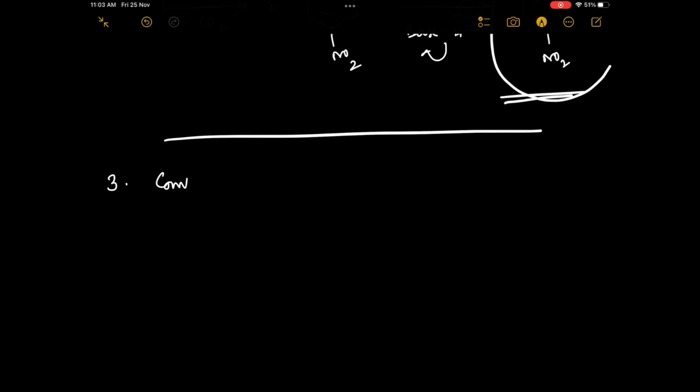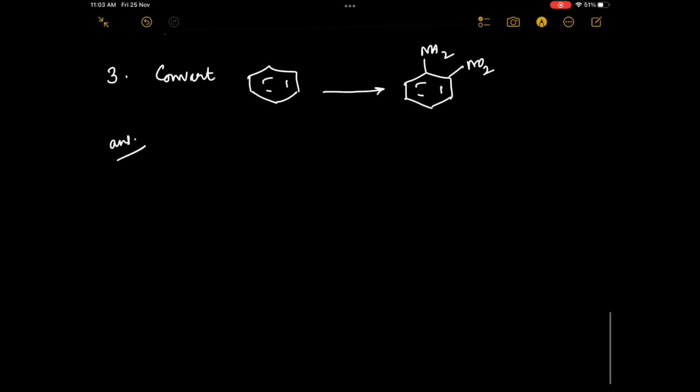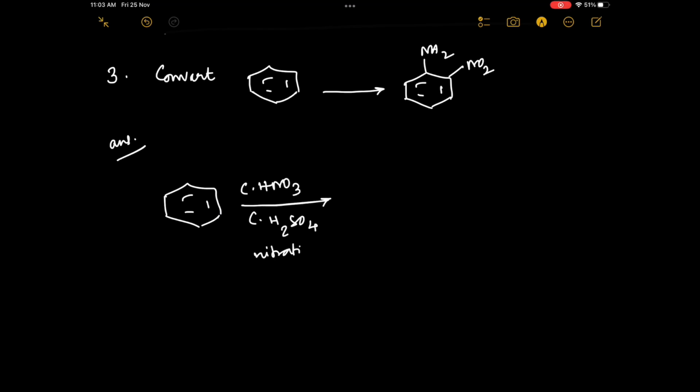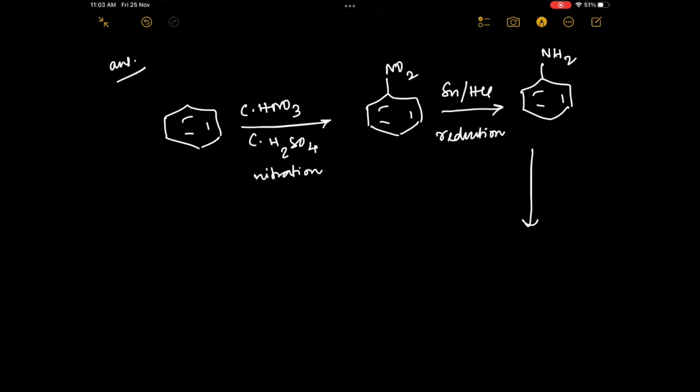Let's go to the third question. In the third question we have to convert benzene to ortho-nitroaniline. This is also a pretty interesting reaction sequence. First we will nitrate the benzene ring, so the NO2 group incorporates. After that we reduce the incorporated NO2 to NH2 using Sn/HCl.